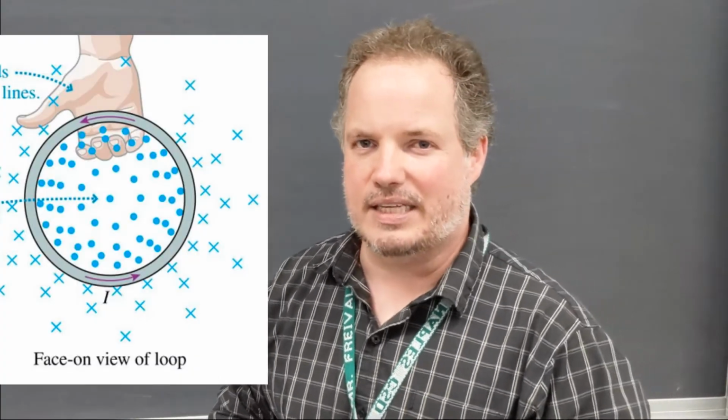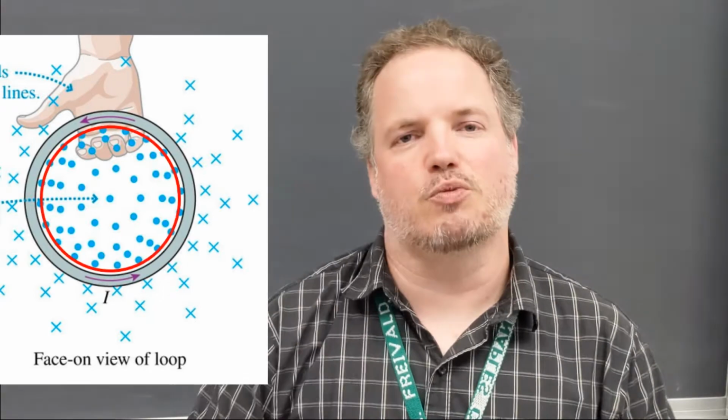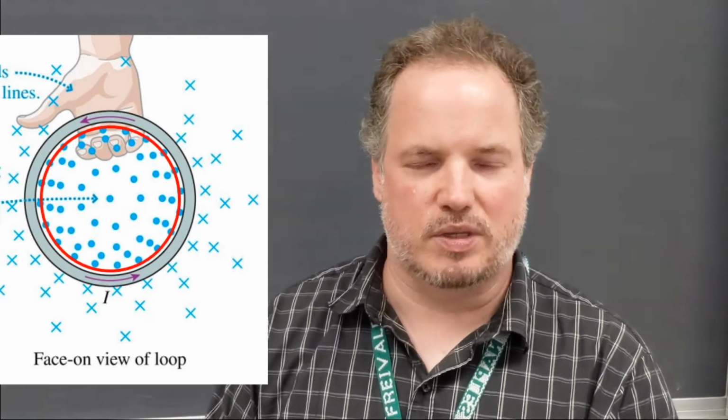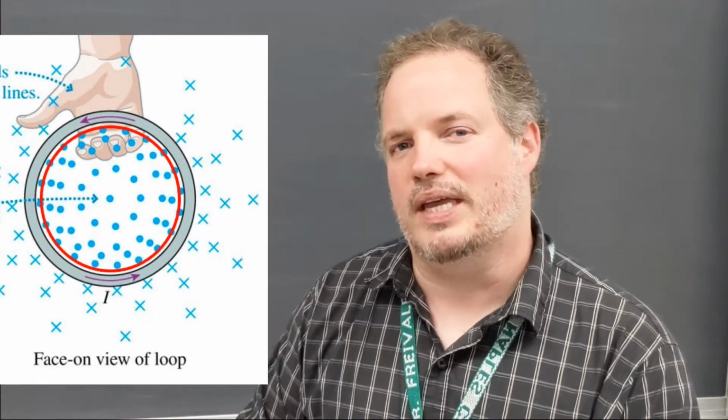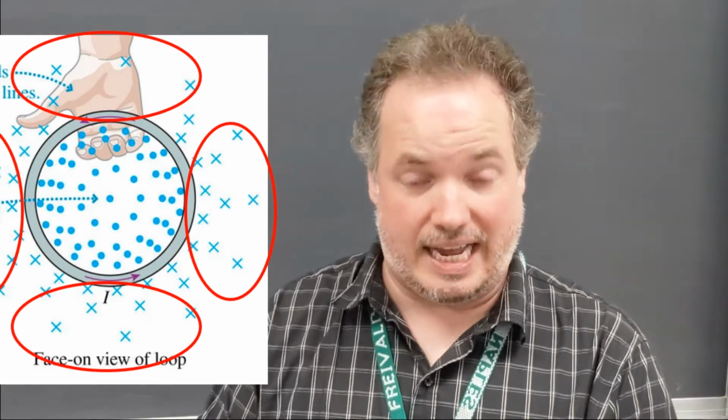So into the page, out of the page, top of the page, bottom of the page, left and right. In order to represent these things in 3D, because they can be hard to draw, anything that is coming out of the page is represented by a dot, sometimes with a circle around it, and anything that is going into the page is represented by an X.